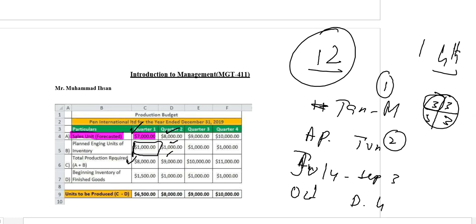So students, now if we go to our godown and our warehouse, we have seen that we already have 1,500 units produced in our godown, and our requirement is 8,000. Then at the end, the final units of production that we will produce will be 6,500 for the first quarter, 8,000 for the second, 9,000 for the third, and 10,000 for the fourth quarter.